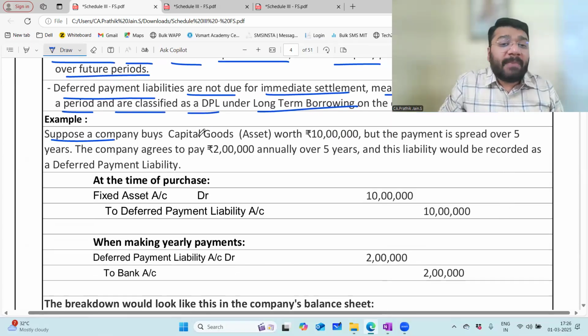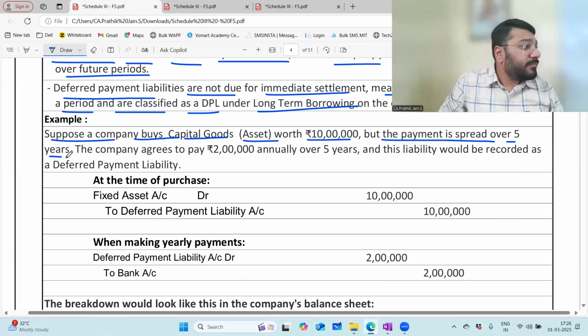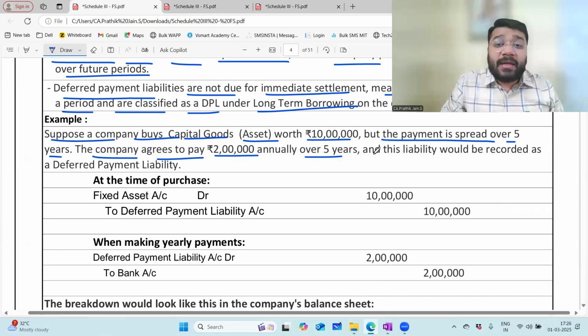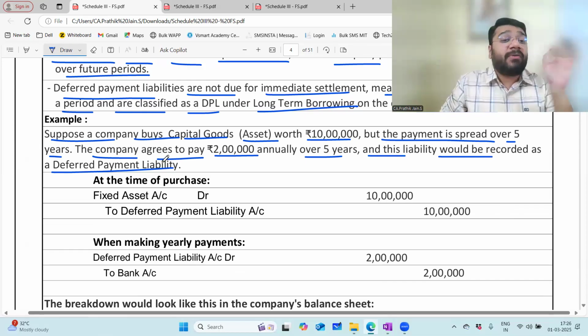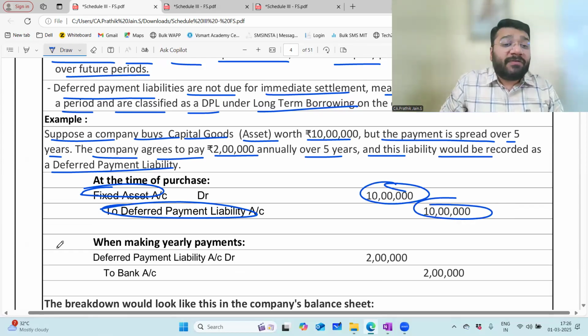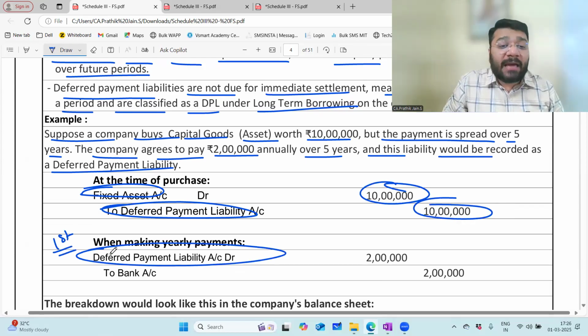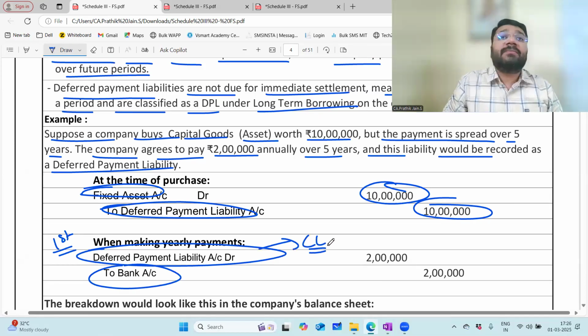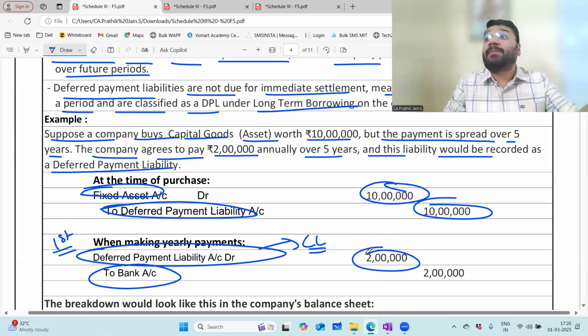So suppose the company buys a capital good asset worth 10 lakh and the payment is spread over a period of 5 years. The company agrees to pay 2 lakh annually over 5 years. And this liability will be recorded as deferred payment liabilities. So what would be the entry at the time of purchase? Fixed asset or machinery account debit to deferred payment liability, 10 lakh and 10 lakh. In the first year when you make the payment, you will reverse the liability and record it through the bank account. This will be classified under current liability because you're going to make this payment within 12 months.